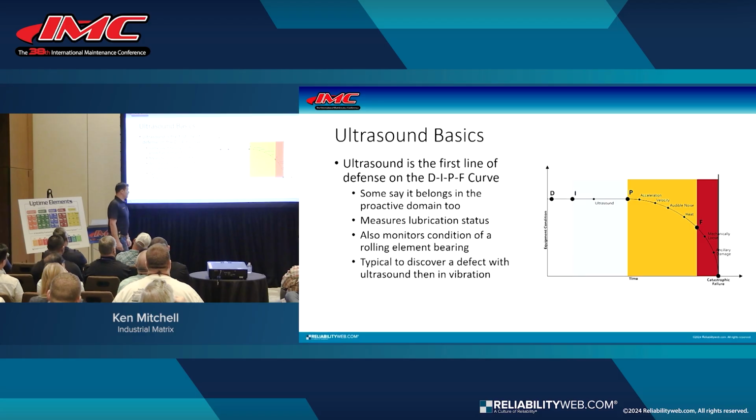It's also in the proactive domain. We show this time and time again, our classic PF curve, but we put ultrasound to the left of that potential failure. The reason is that we use it so predominantly for lubrication. Before that bearing develops a defect, the ultrasound is going to tell us. We can typically return it back to baseline with proper lubrication techniques. So like I said, it's typical to discover a defect with ultrasound, then trend to failure with vibration.